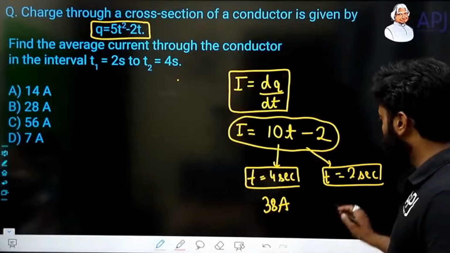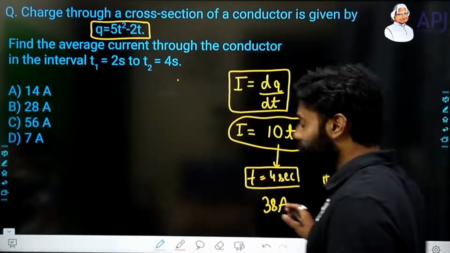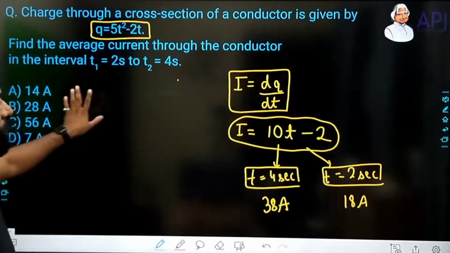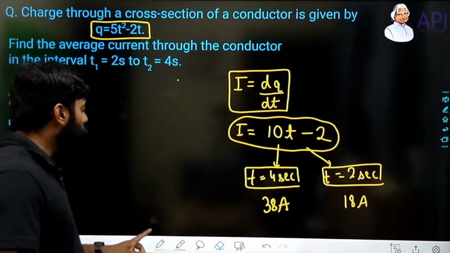I can say that you will be getting 18 ampere, and this is what you have to subtract. If you subtract this, you will be getting 20 ampere. But our answer is totally different. So this is not the right approach through which we can solve this.